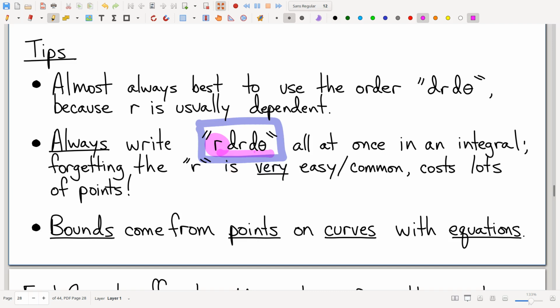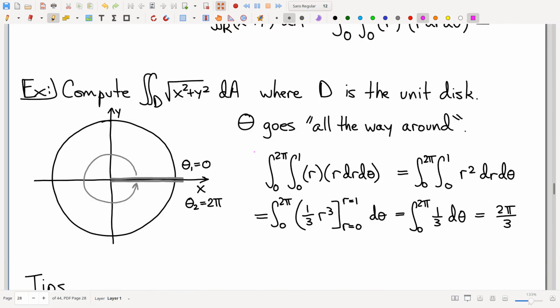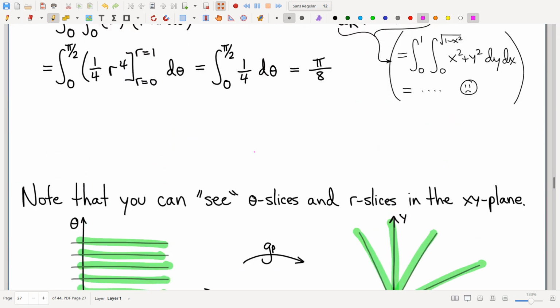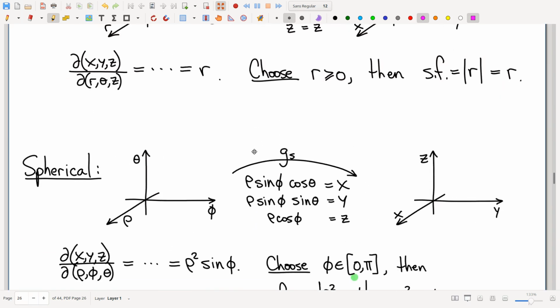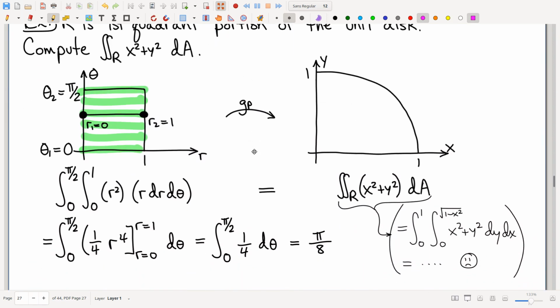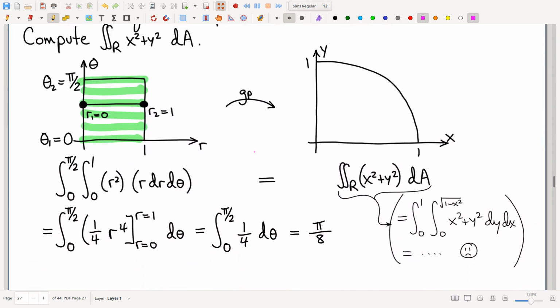Because when you're doing an integral in polar coordinates, the only reason you're getting an integral in the r theta plane is because you're pulling back from the xy plane, which means you are doing a change of variables, which means you're going to need that r every time. You will never have a need to write down just dr d theta.